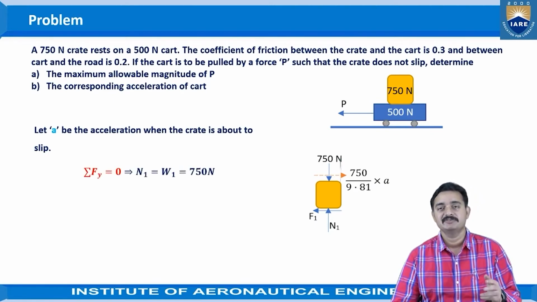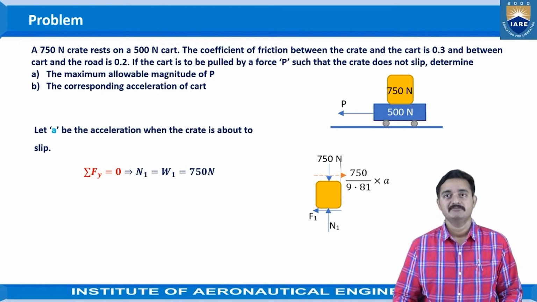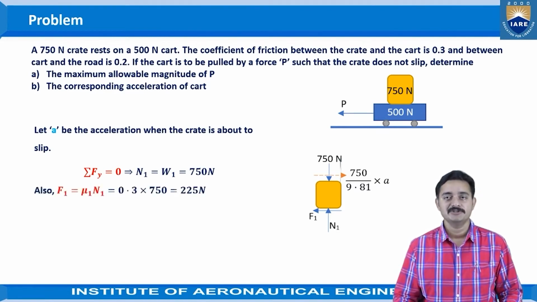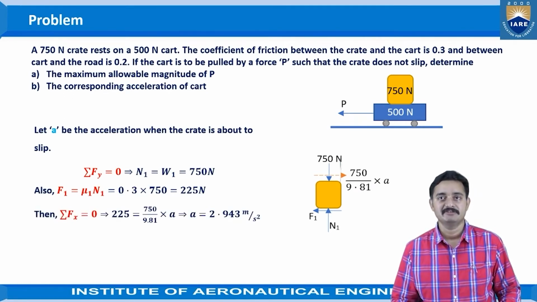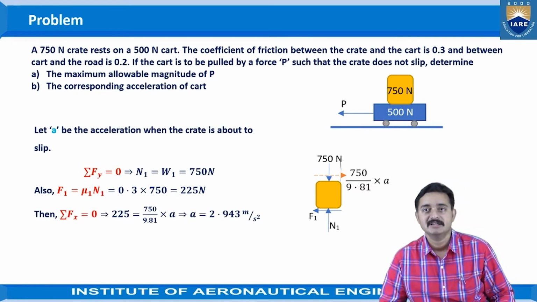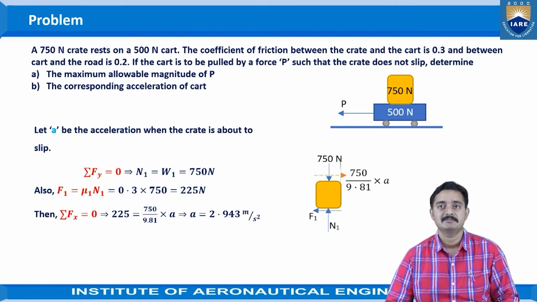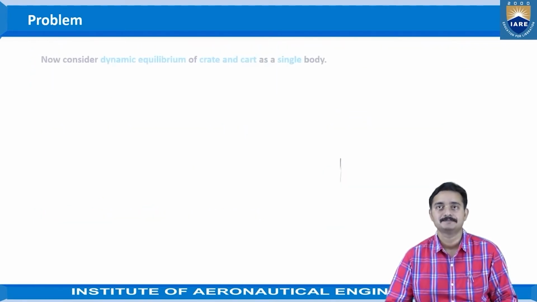When you apply the conditions of equilibrium, that is sigma Fy equal to 0, there are two vertical forces N1 and W1. So N1 is equal to W1, that is 750 newtons. Also, we have mu equal to F by N, so F1 is equal to mu1 N1. When you substitute the values, you get F1 as 225 newtons. When considering sigma Fx equal to 0, that is all the horizontal forces equal to 0, you will obtain the acceleration as 2.943 meter per second square. This is the acceleration with which the object will try to move.